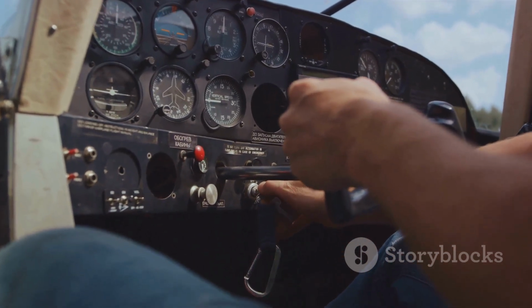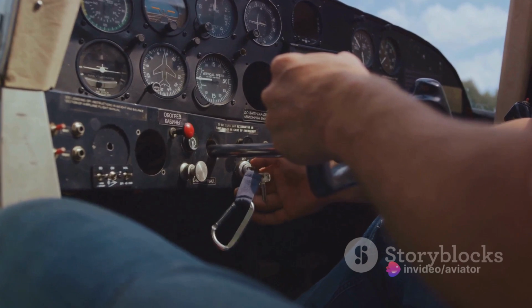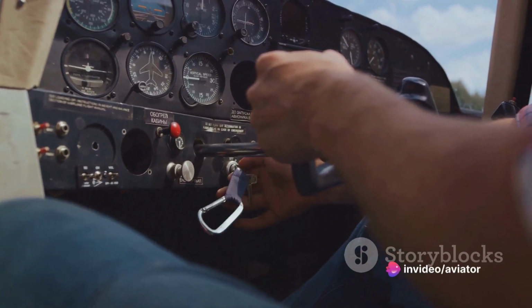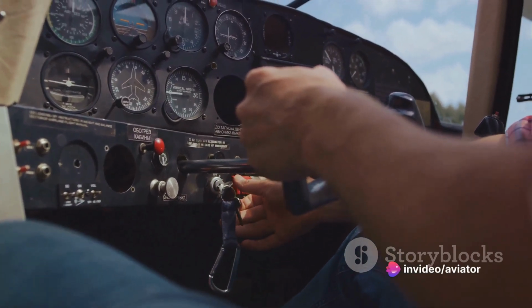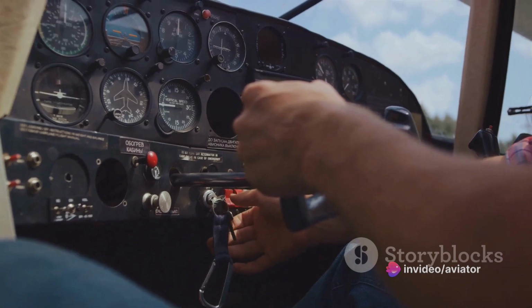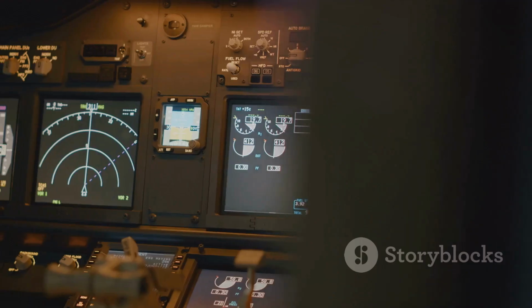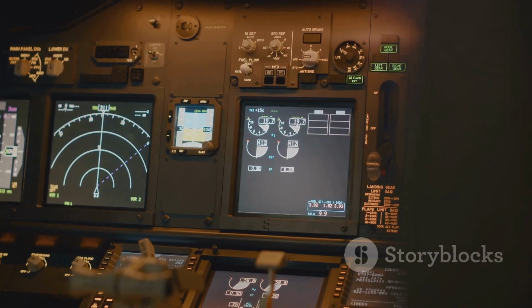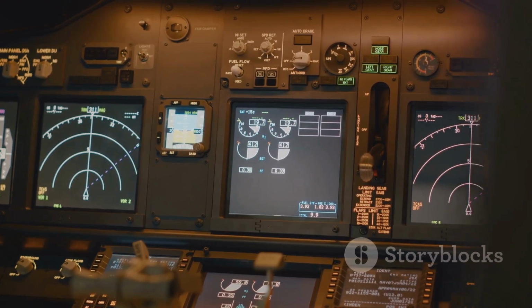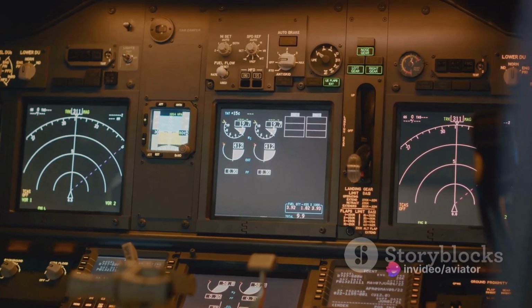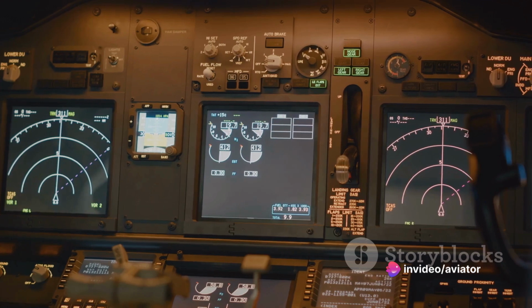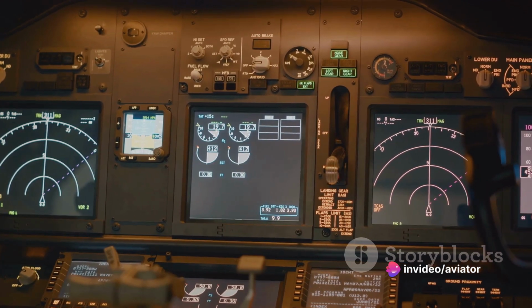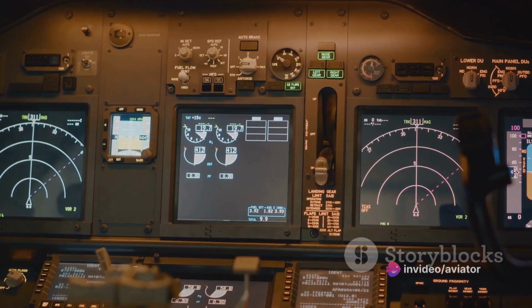Next, we have the airspeed indicator. This instrument measures the speed of the aircraft relative to the surrounding air. It's not just about how fast the plane is moving, but how that speed affects the aircraft's performance. The airspeed indicator helps pilots maintain control during takeoff, cruising, and landing, and it's crucial for preventing stalls, which can occur if the plane flies too slowly.